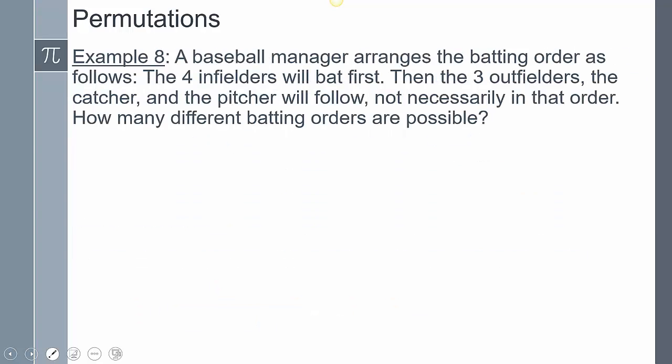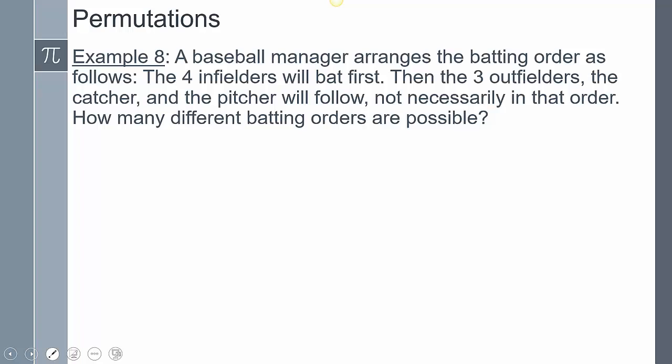A baseball manager arranges the batting order as follows. The 4 infielders will bat first, then the 3 outfielders, the catcher, and the pitcher will follow, not necessarily in that order. How many different batting orders are possible?